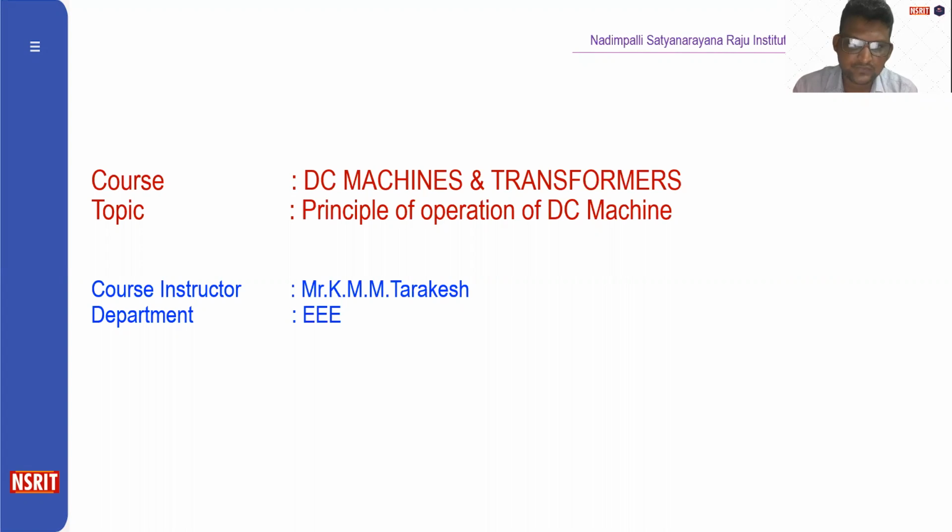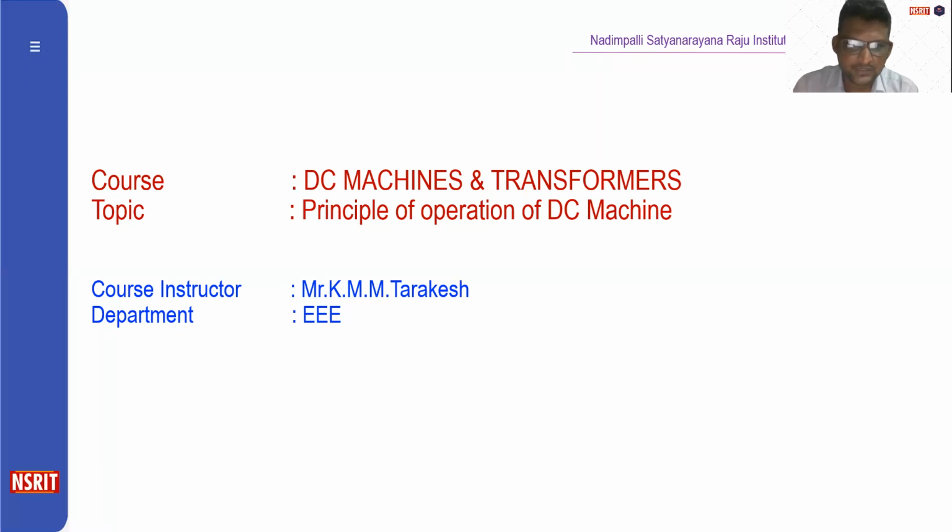DC machines and transformers subject deals with all the DC machines and transformers. In coming to DC machines, we are discussing about DC generators and DC motors, their characteristics, losses and efficiency, and what are the types of DC generators and types of DC motors, and what are the construction aspects of DC generators and DC motors, and principle of operation of DC generators and DC motors, like that.